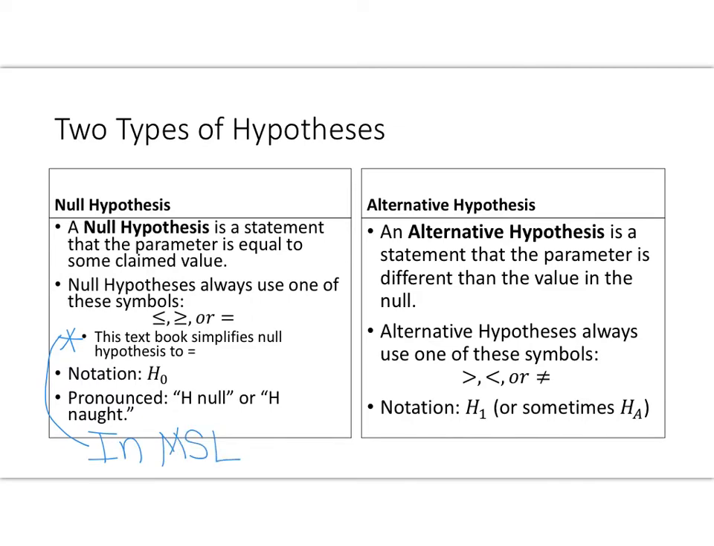So every null hypothesis, when you're completing your homework and quizzes in MyStatLab, will make the null an equals. The notation for a null hypothesis is H sub 0, but we pronounce that as H null or H naught. An alternative hypothesis is a statement that the parameter is different than the value in the null. Alternative hypotheses always use greater than, less than, or not equal to. You will write your alternative hypothesis as H sub 1. Sometimes you may see it as H sub A.